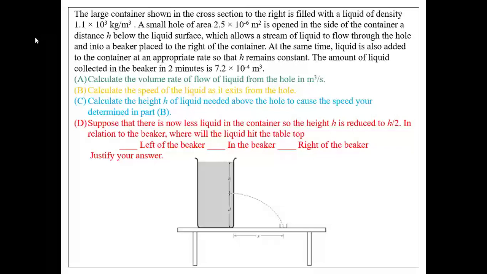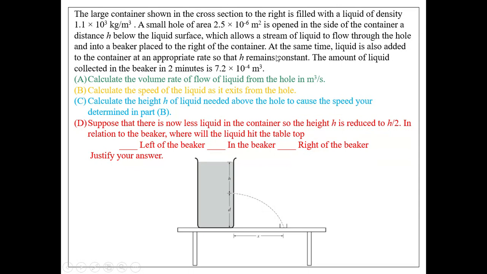In this particular problem, there's a large container that is filled with some sort of liquid, which has a density of 1.1 times 10 to the third kilograms per meter cubed. And it says there's a small hole of area 2.5 times 10 to the negative 6 meters squared to the side of the container that is a height H below the top water level.